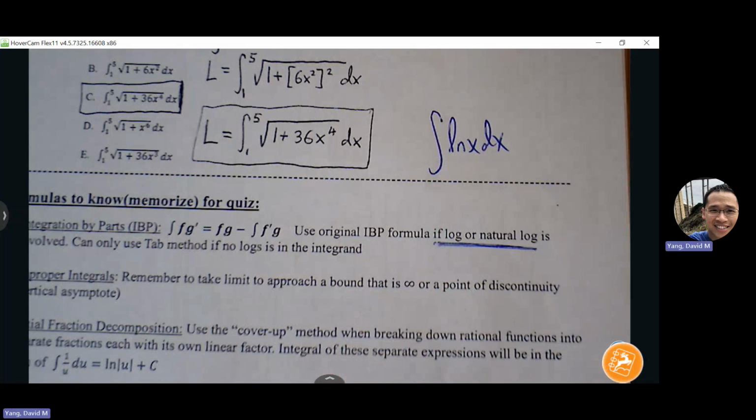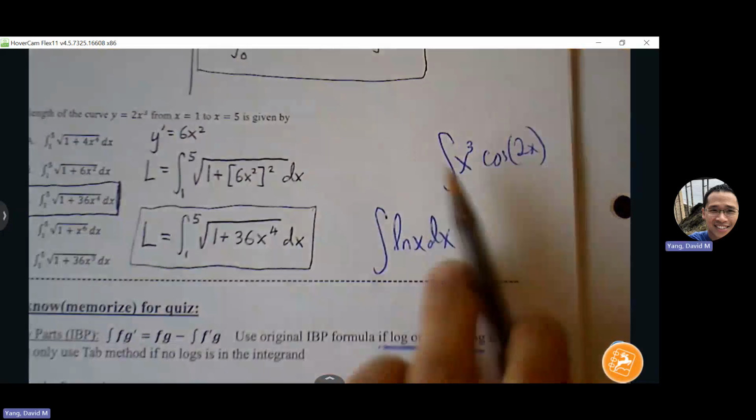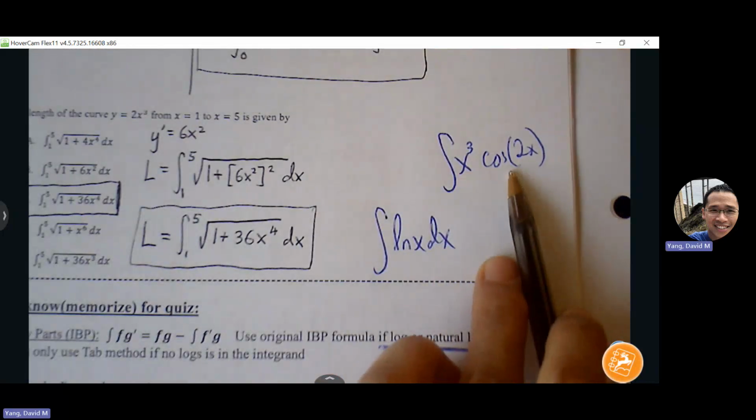Now, the way I would know to do tab method is if I see algebraic with something else, then I just prefer tab method. It's just a lot cleaner. Right. So tab method would be something like the integral of x cubed cosine of 2x, or the integral of x cubed and e to the 2x.